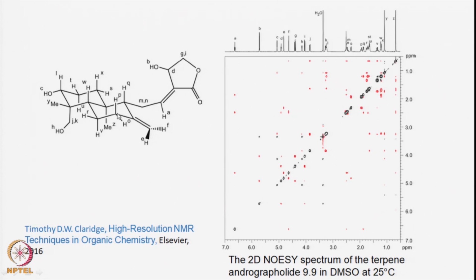And this is an extremely important application for chemistry and biology. This picture has been taken from the book by Timothy Claridge, High Resolution NMR Techniques in Organic Chemistry.